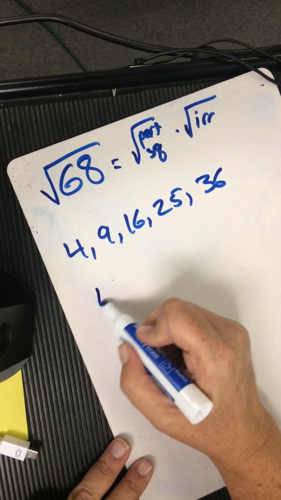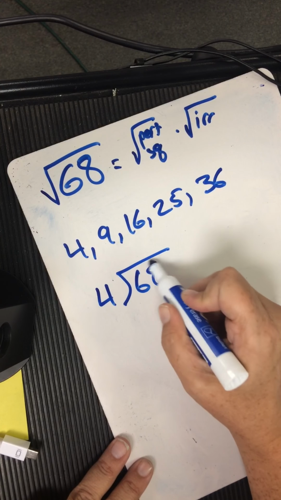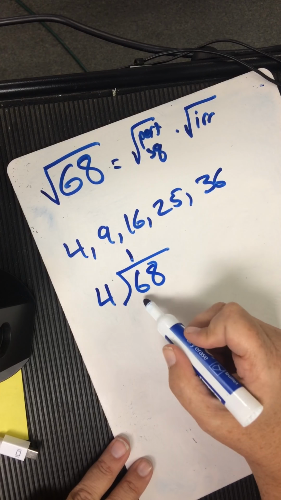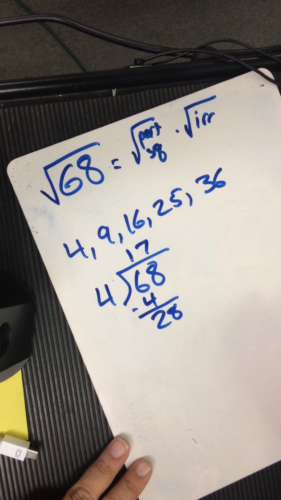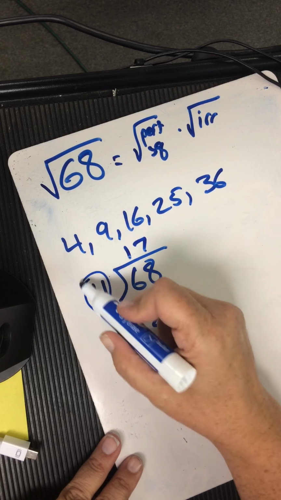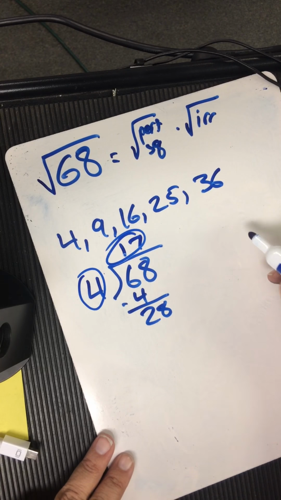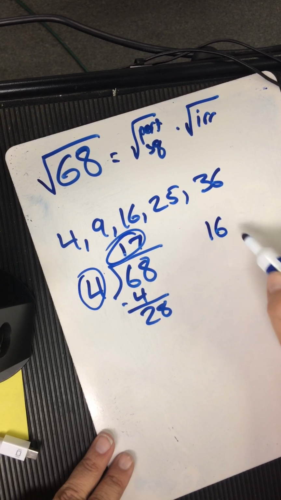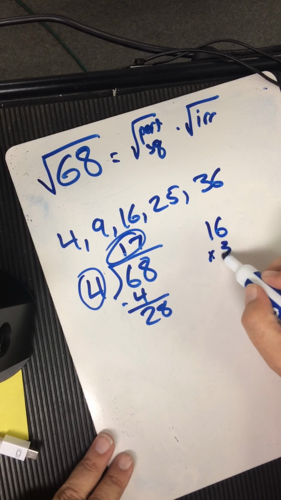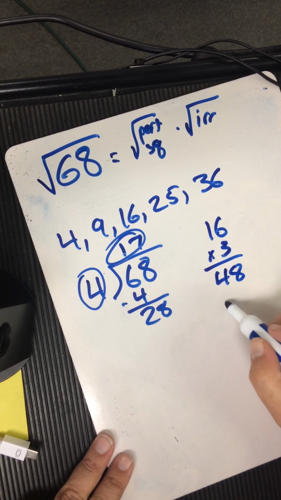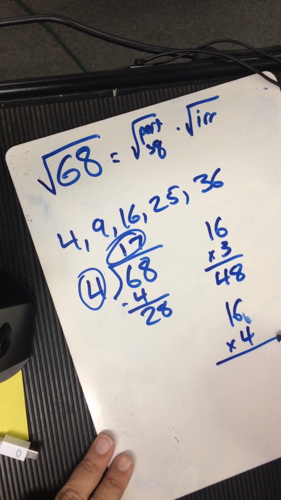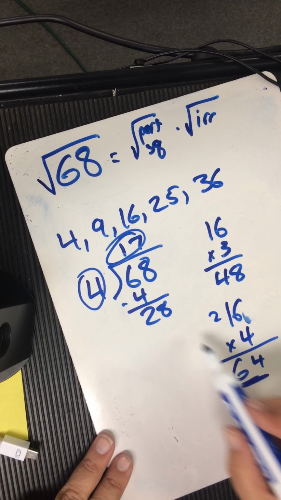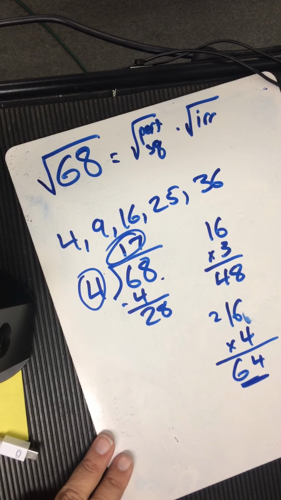Does 4 go into 68? Let's see. 1 times 4 is 4. Yeah, it goes 17 times. I should check for 16. I think I'm going to use 4 and 17. But let's check for 16. Let's see, 16 times 3, we know that's 48. 16 times 4, I'll do it down here. Let's see, that's 24, carry your 2. 64. No, since 16 goes into 64, there's no way it's going to go into 68.